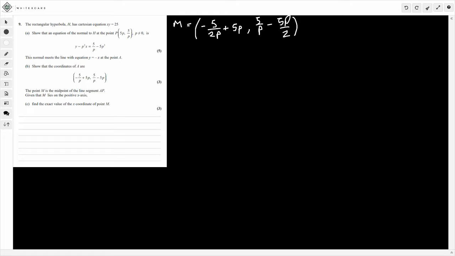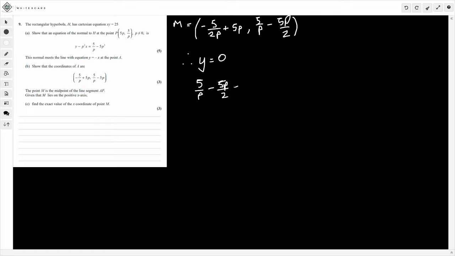Now we're going to need to work out the exact value of the x coordinate of the point M. So first we're going to need to obtain the value for p. The way to do this is set y equal to 0. So when y is 0, what am I going to get? I'm going to get 5 over p minus 5p over 2 is equal to 0.